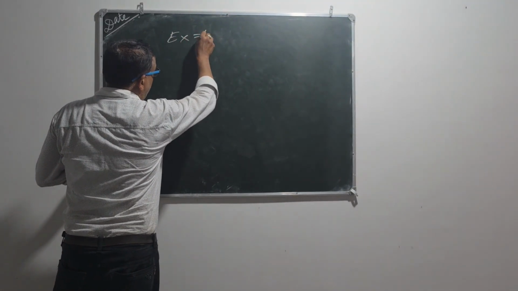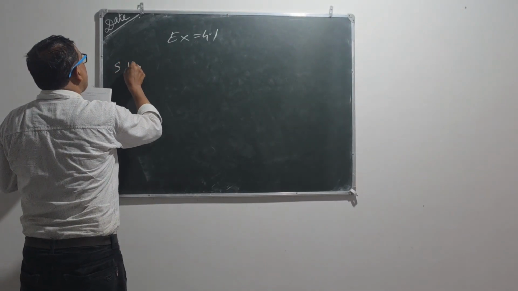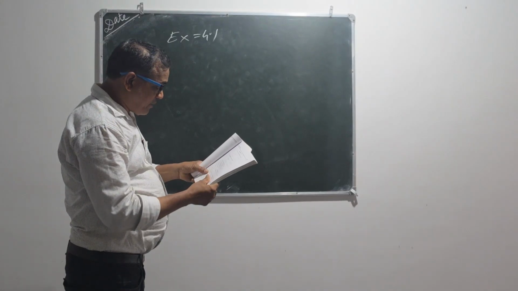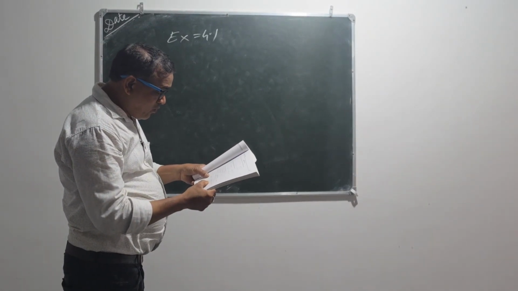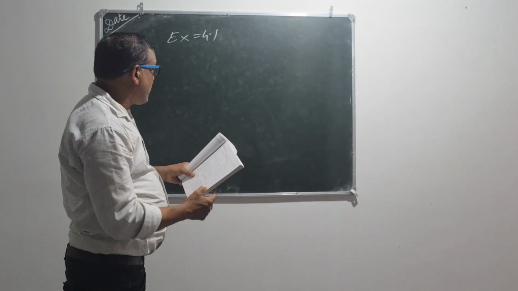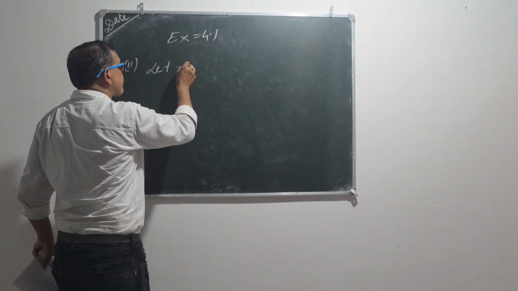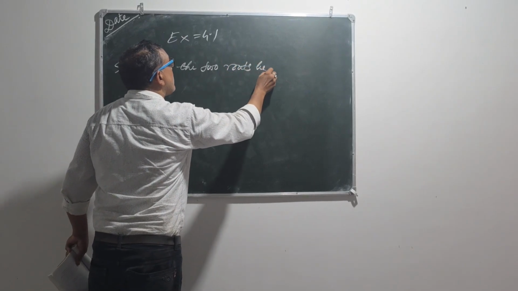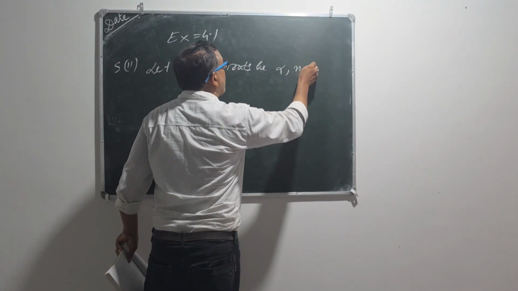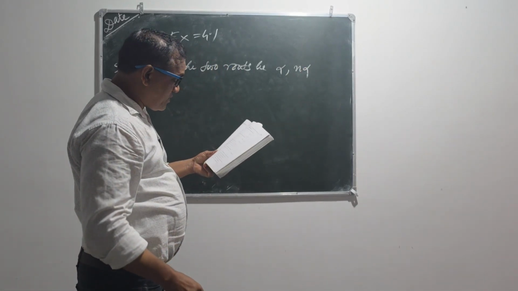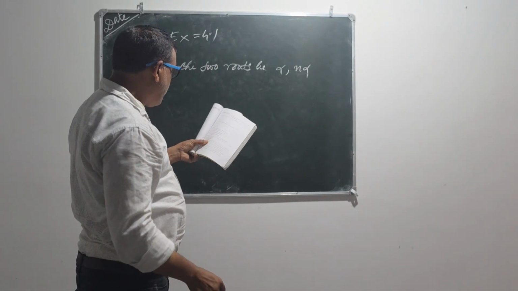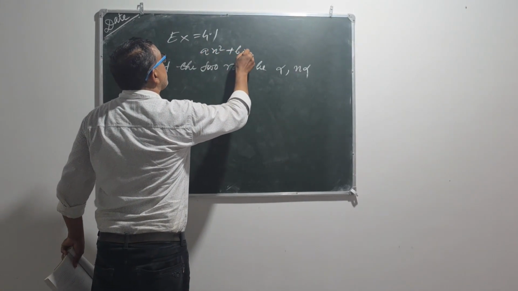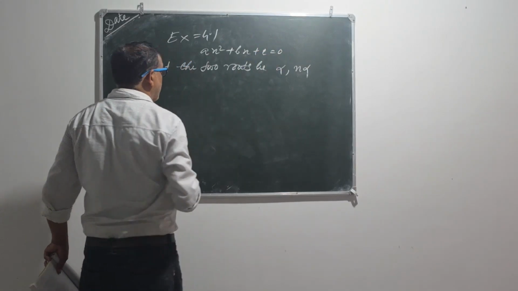Exercise 4.1, 5 number 2. It is given one root of the quadratic equation ax square plus bx plus c equal to 0 will be n times the other. Let the two roots be alpha comma n alpha. If one is n times the other, the quadratic equation is given ax square plus bx plus c equal to 0. This is the given quadratic equation.